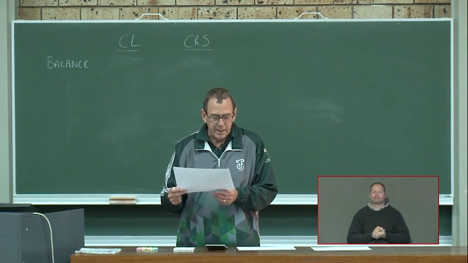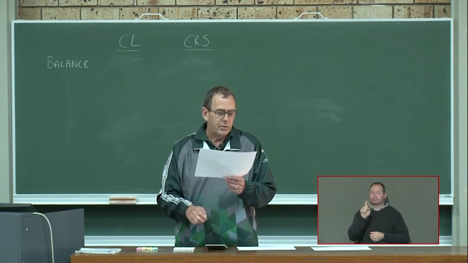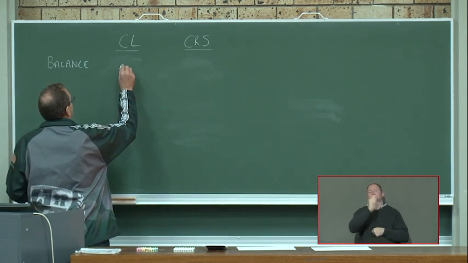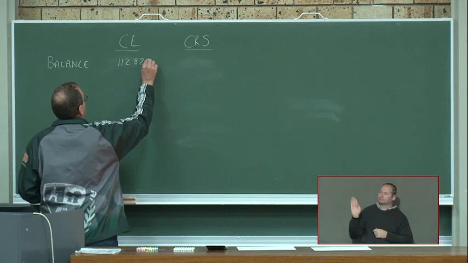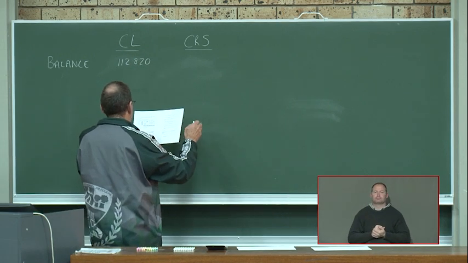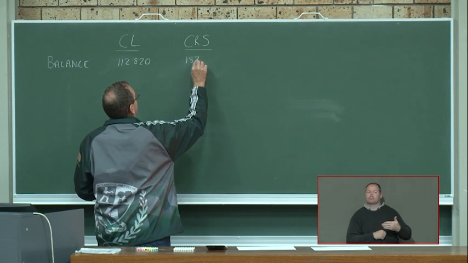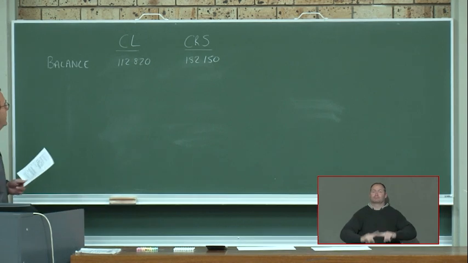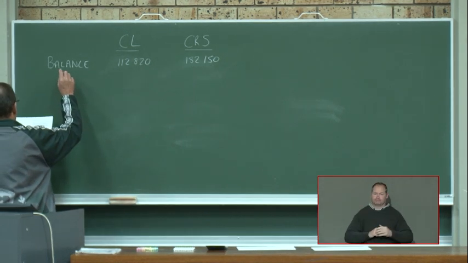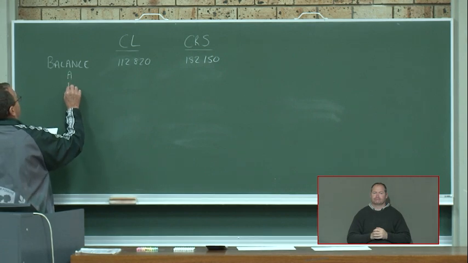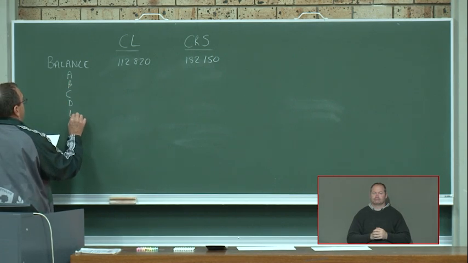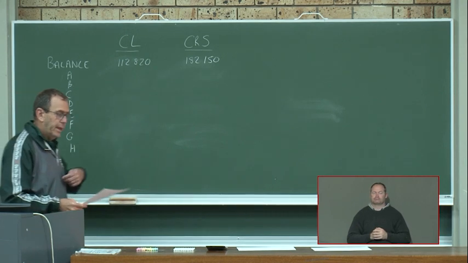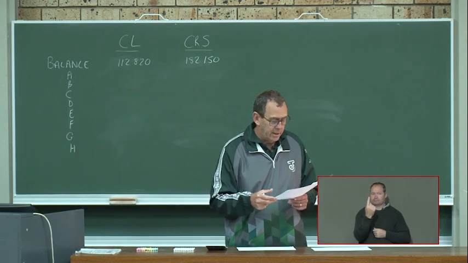All right. Then they say in the account of Valley Limited, in the creditors ledger, we owed them 112,820. And according to the statement that we received, 182,150. So we can see there's a big difference. So there was A, B, C, D, E, F, G, H. Number one, they did do in the answer book, but let's look at it.